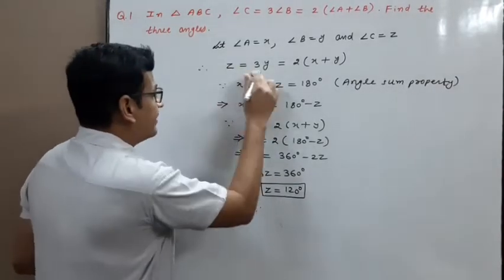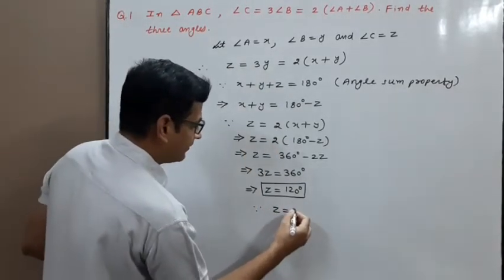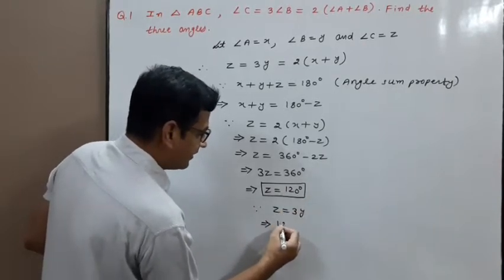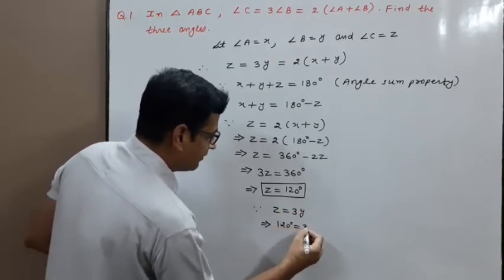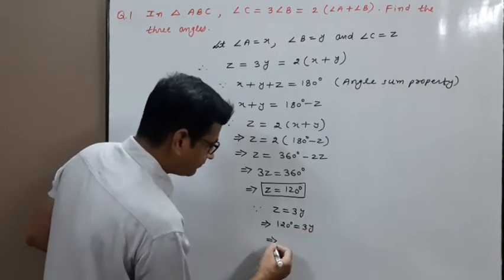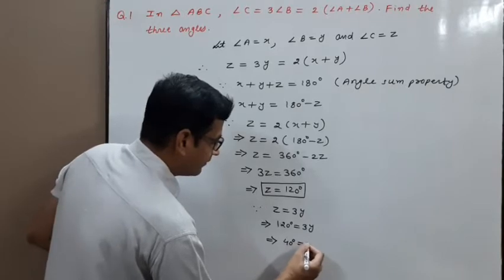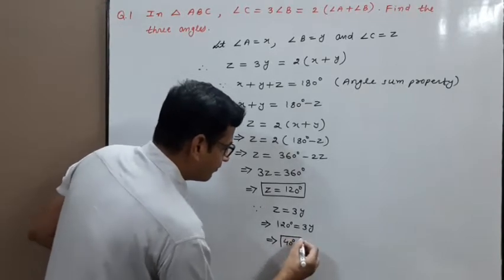Now since Z equal to 3Y, Z means 120 degrees. So 120 degrees equal to 3Y. Dividing both sides by 3. So Y is equal to 40 degrees.